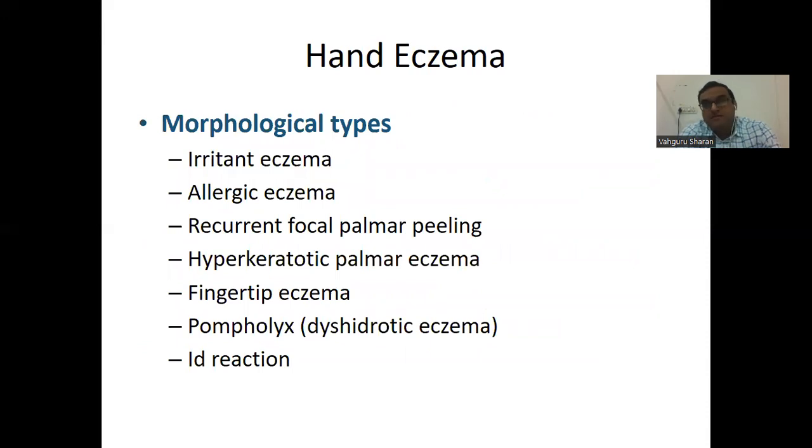Which types of hand eczema do we know? Irritant eczema, allergic hand eczema, recurrent focal palmar peeling, hyperkeratotic palmar eczema, fingertip eczema, pompholyx, or hidradenitis eczema, or id reaction.